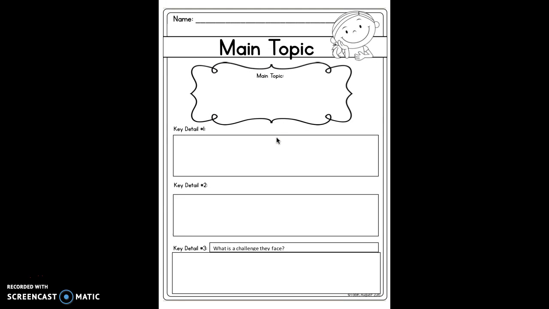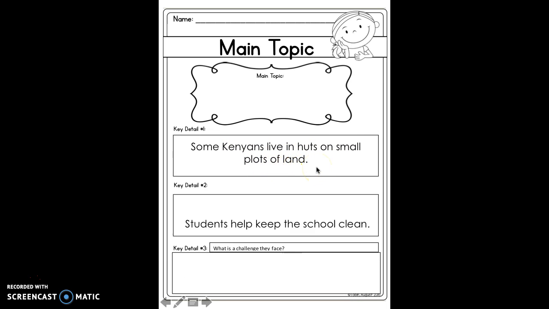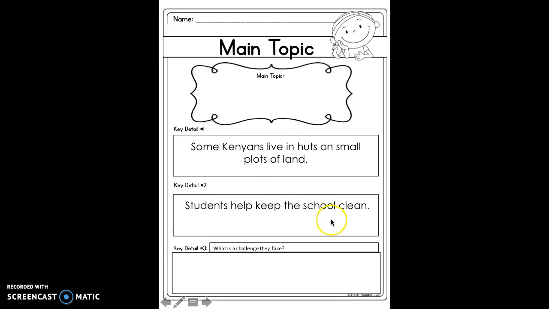Now here's my main topic organizer again, and I'm going to think about the key details that I found to help me understand what that section was mostly about. Let's see what I found. The first detail says, some Kenyans live in huts on small plots of land. Detail 2, students help keep the school clean. And finally, I found a challenge that they face, and it's that students play soccer with a bundle of rags. They don't even have a soccer ball, but they're very resourceful and they use the materials they have so that they can have fun. Now, what do all these 3 details have in common? They all teach me about life in Kenya. And that was my main topic of that section of the text.